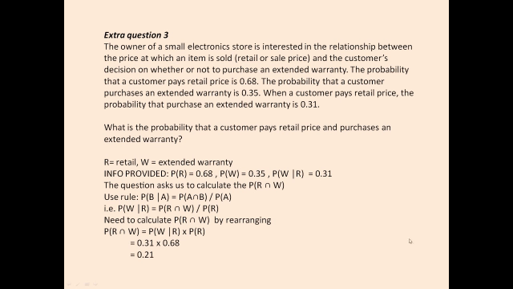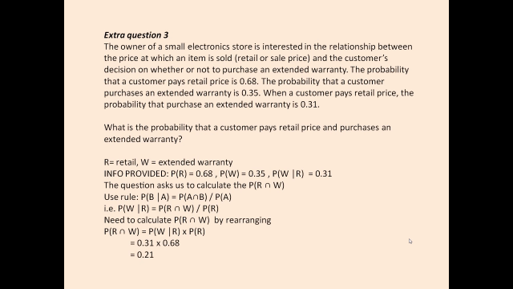Extra question 3. The owner of a small electronics store is interested in the relationship between the price at which an item is sold and the customer's decision on whether or not to purchase an extended warranty. The probability that a customer pays retail price is 0.68. The probability that a customer purchases an extended warranty is 0.35. When a customer pays retail price, the probability that they purchase an extended warranty is 0.31. So we've got a whole lot of probability information within this scenario.